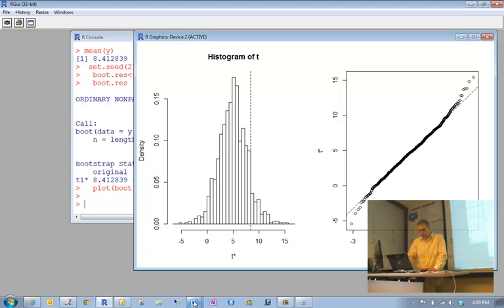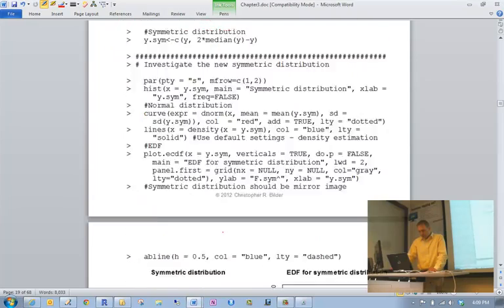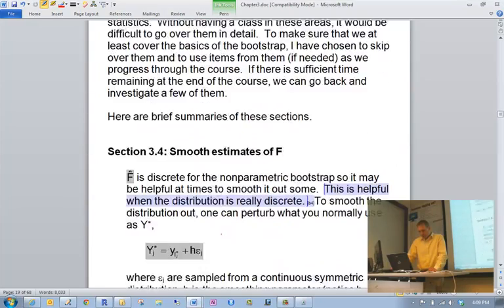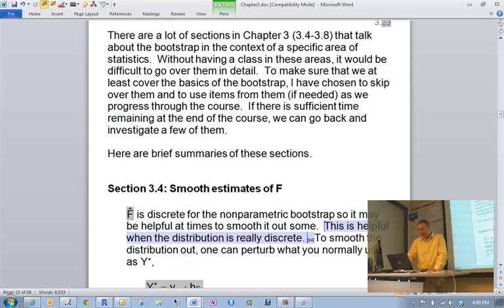Okay, page 323. So in Chapter 3, there's a lot of sections that talk about specific applications of the Bootstrap to particular statistical methods. If we have not seen those statistical methods before, it's then hard to understand how the Bootstrap is going to be used for that particular statistical method.